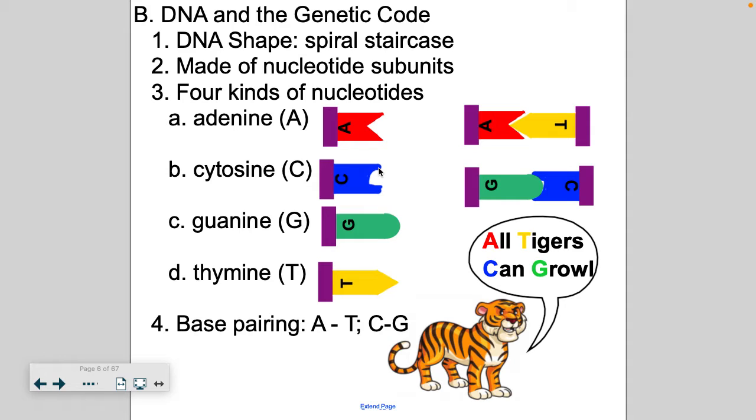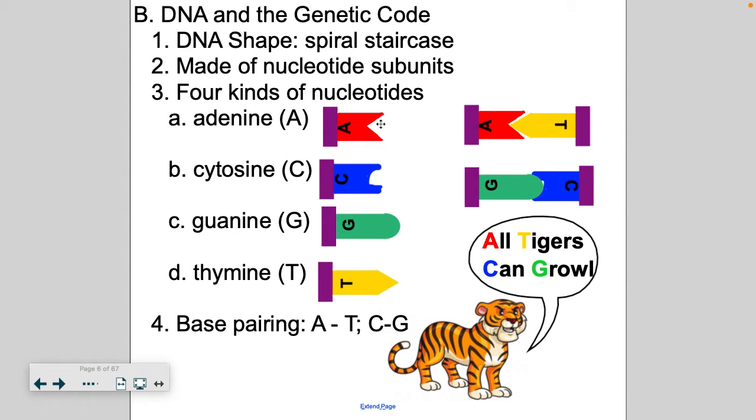So DNA is a code, all right? Its shape is called the spiral staircase. We'll dive more into DNA's shape later in this chapter. It's made up of nucleotide subunits. Remember, nucleic acids, what's their monomer? It's nucleotides. And there are 4 nucleotides in DNA. Adenine, which we'll just call A, cytosine, which we call C, guanine, G, and thymine, T. And they match complementary to each other. In fact, there's a base pairing rule. A only pairs with T. C only pairs with G.